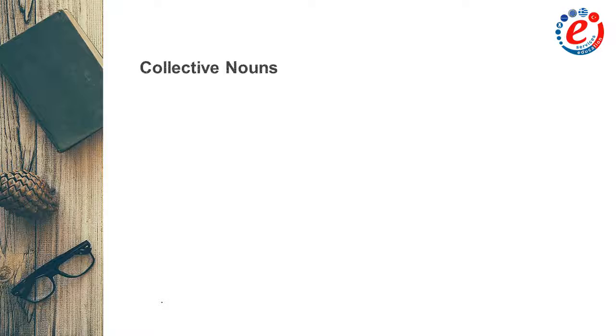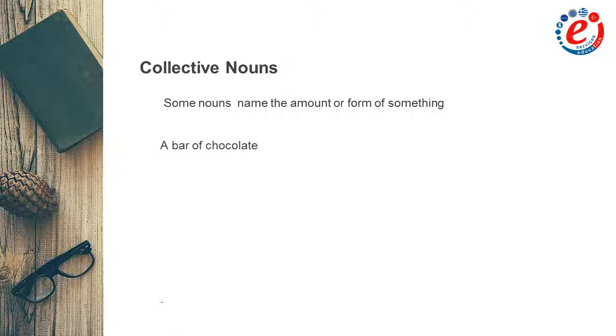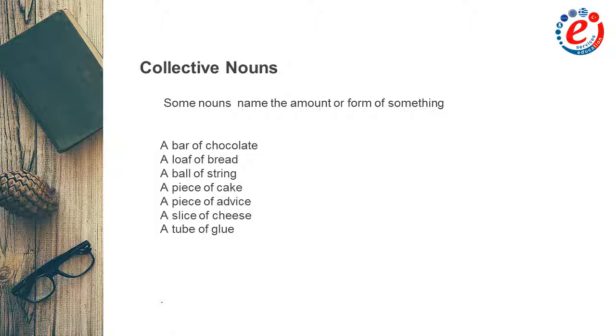Finally, there are some collective nouns which we have already mentioned when we talked about countable and uncountable nouns. Those words are used in order to show the quantity of uncountable nouns. They are nouns which name the amount or form of something. For example, a bar of chocolate, a loaf of bread, a ball of string, a piece of cake, a piece of advice, a slice of cheese, a tube of glue, and many more.